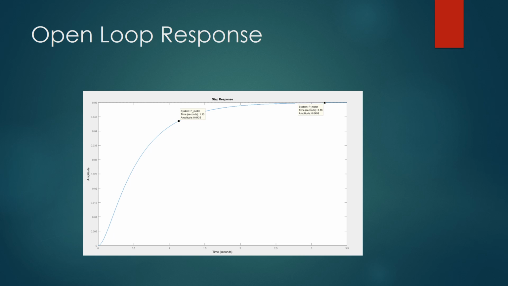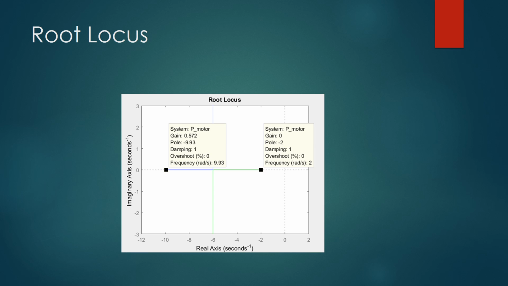Here is a picture of my open loop response. This is my root locus. As you can see, its poles are negative 9.93 and negative 2.